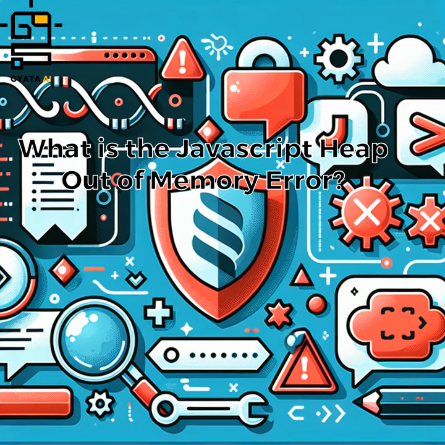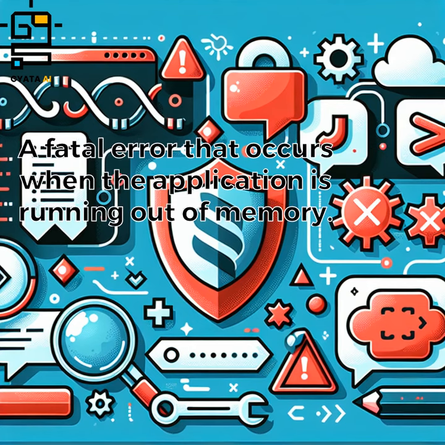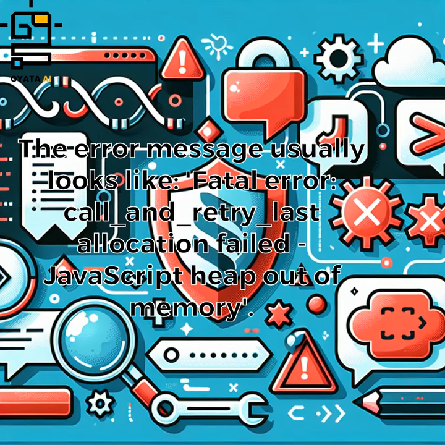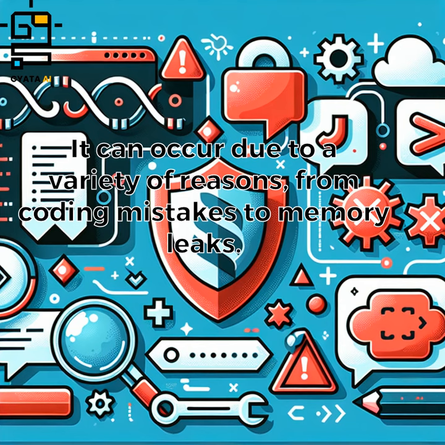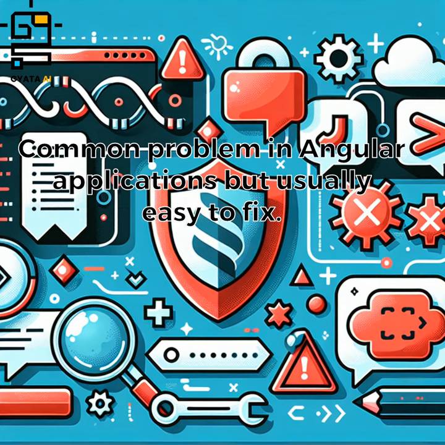What is the JavaScript heap out of memory error? A fatal error that occurs when the application is running out of memory. The error message usually looks like: "Fatal error: CALL_AND_RETRY_LAST Allocation failed - JavaScript heap out of memory." It can occur due to a variety of reasons, from coding mistakes to memory leaks. It is a common problem in Angular applications, but usually easy to fix.